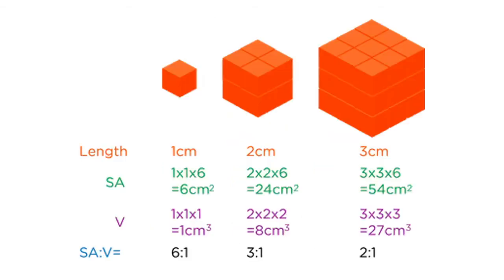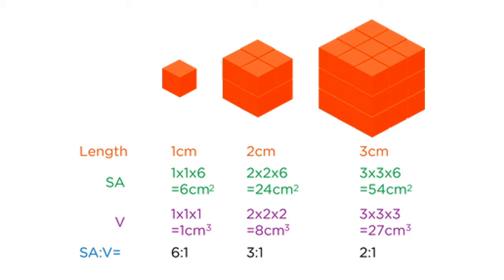Here is a concrete example of that relationship with some math. In the first cube, you can see that when the side has a length of 1 centimeter, the surface area is 6 centimeters squared, the volume is 1 centimeter cubed, and so the surface area to volume ratio is 6 to 1. That means if this was a cell, for every 1 cubic centimeter of cytoplasm, it would have 6 centimeters squared of surface area to exchange oxygen and stuff like that across.